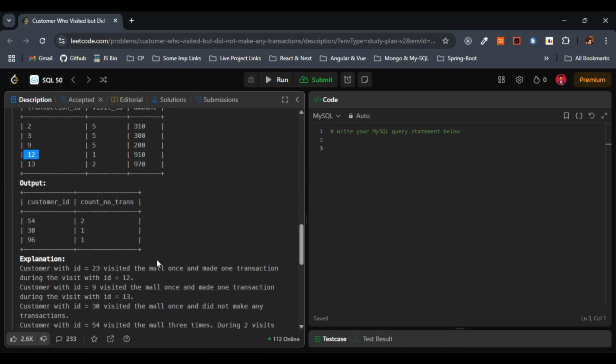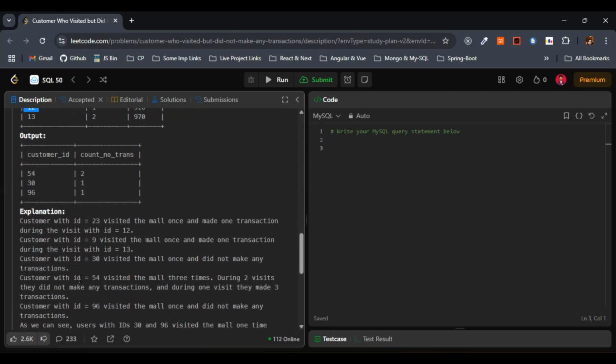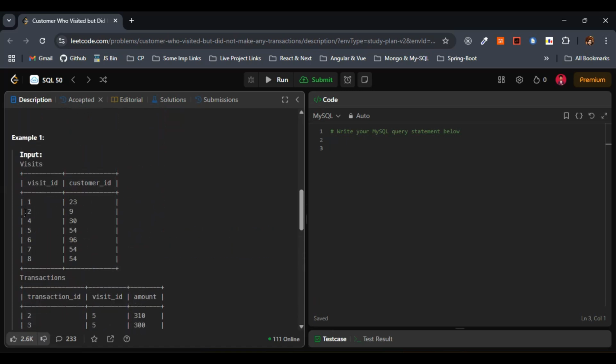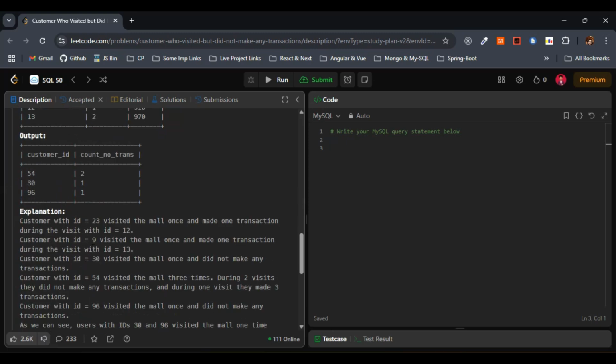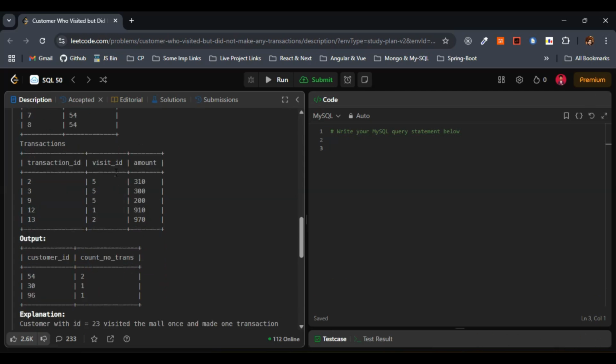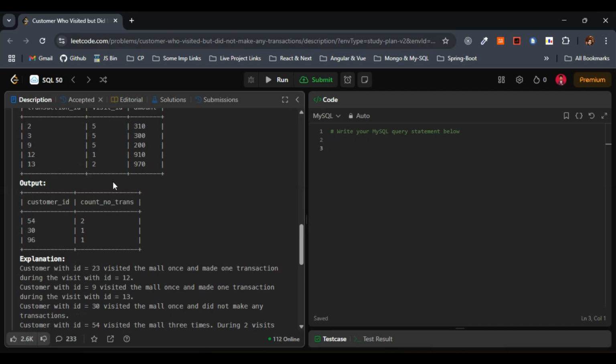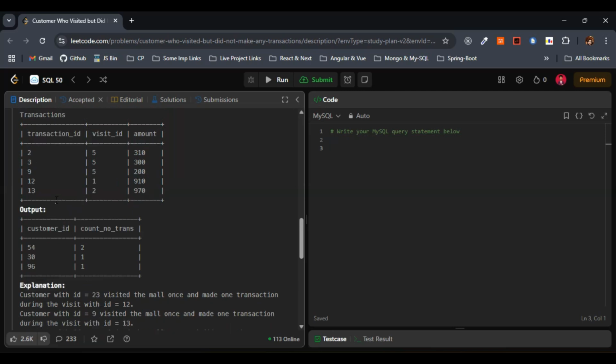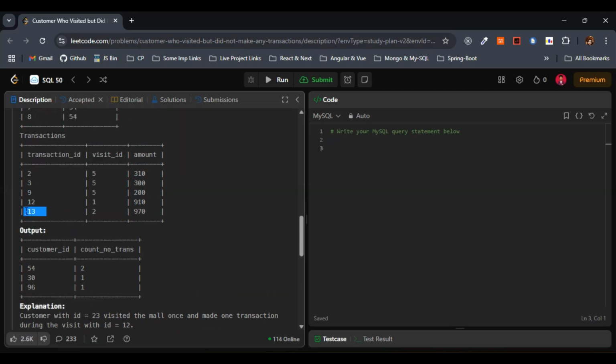Transaction ID we have already for the 23. Customer with ID 9 visited the mall once and made one transaction during the visit with ID 13. So here customer with ID 9, this one. You can clearly see here, customer with ID 9 visited the mall once and made one transaction during the visit with ID equals 13. You can clearly see here in this case.